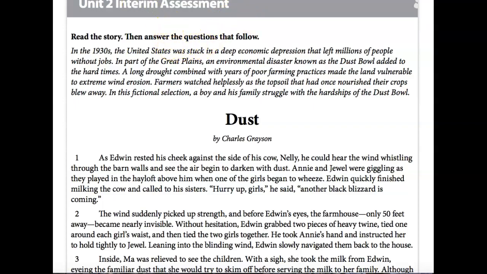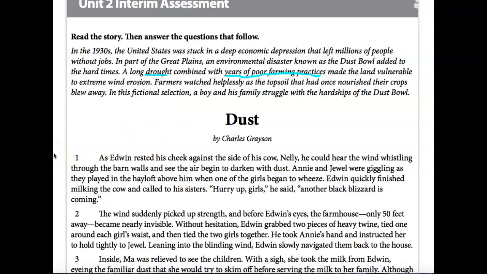All right, so the reason we see for the Dust Bowl was it was a long drought. Okay, that means a long period without rain. And then there had been years of poor farming practices that caused the land to become easily eroded. Okay, so let's read on.